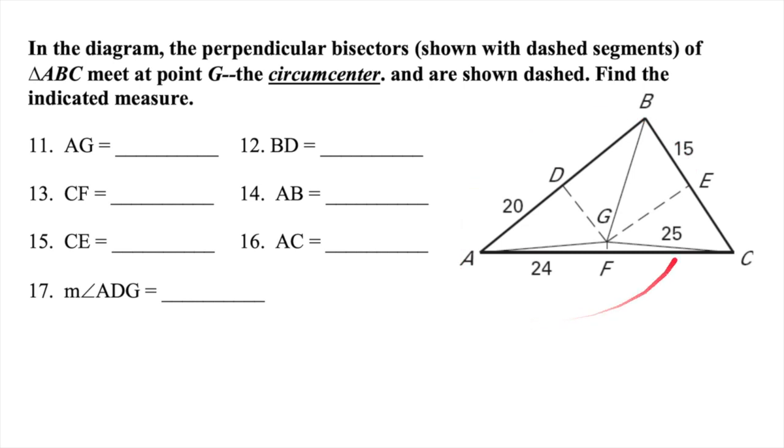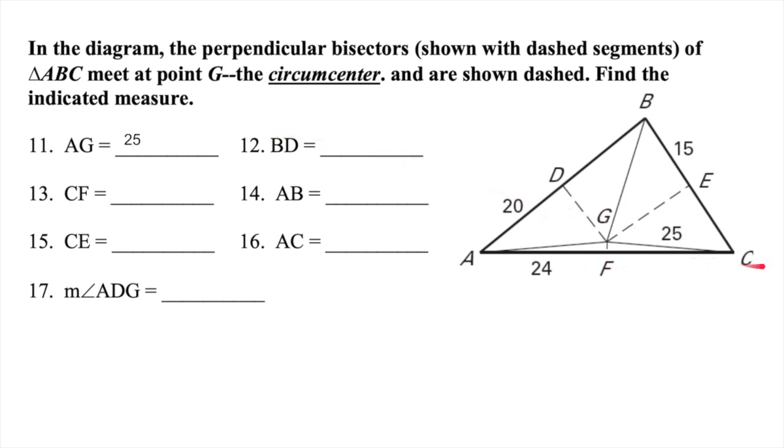All the line segments I just mentioned are congruent to each other. The next property is that a perpendicular bisector forms a 90-degree angle. And the third one is that it bisects a line segment. Using this information, let's try to answer the questions. We have to find out the length of AG. Since it's a distance from the circumcenter to the vertex, it's going to be the same as line segment GC, which is 25.